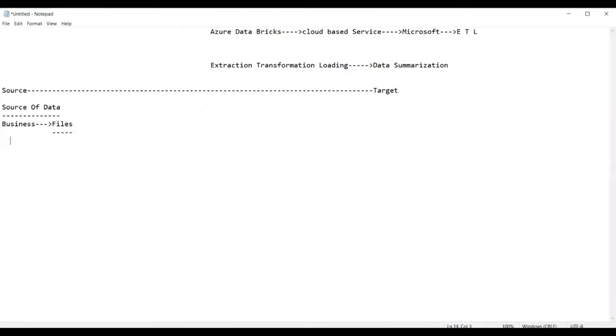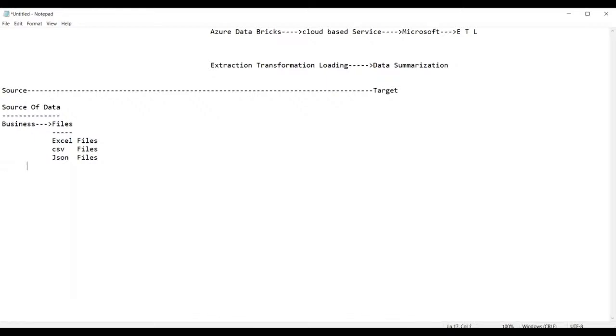The files are the following. We can have Excel files. And we can have CSV files, which stands for comma separated value files. Okay. So Excel files, comma separated value files. And you have JSON files. JSON stands for JavaScript Object Notation files. Okay.